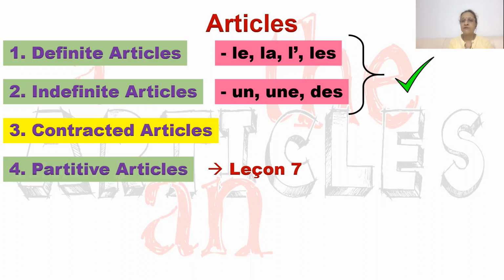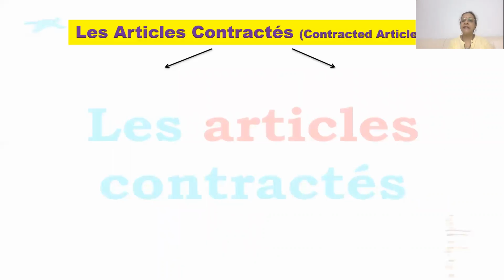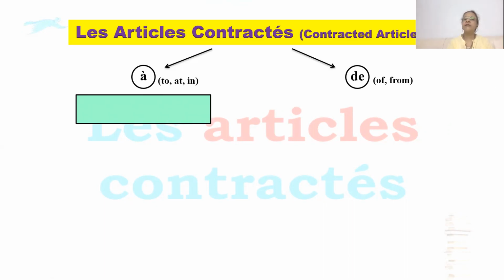To make you understand, first let us see two prepositions, because contracted articles are formed with two prepositions, which are à, meaning to, at, in, and the preposition de, meaning of and from. So in French, when these two prepositions come together with your definite article, you have to contract them. Before that, let us have a look at some examples which are used with the help of these prepositions. To, at, in. J'habite à Mumbai, à Dadar.